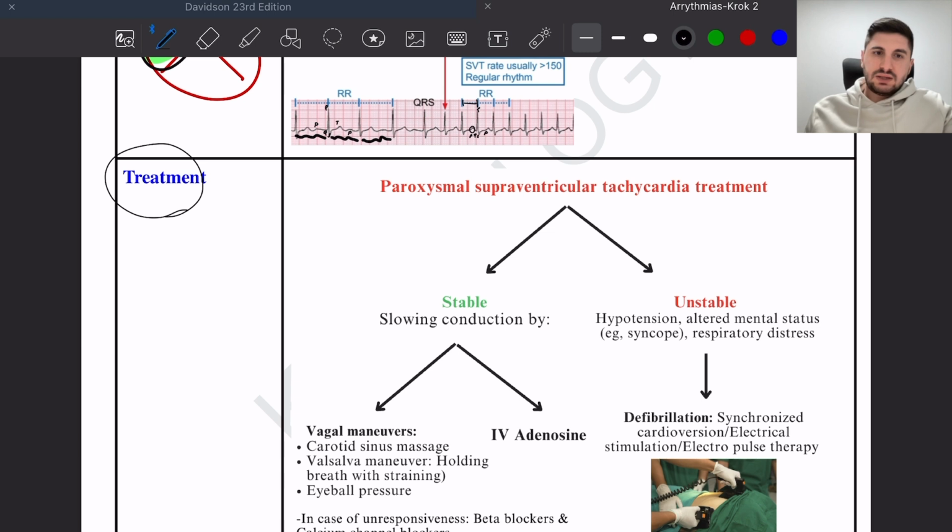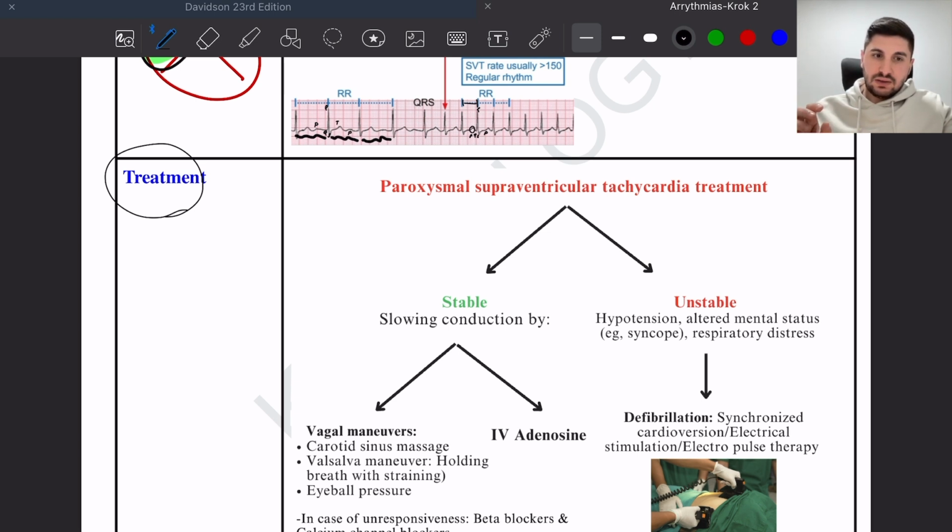So what do we mean by this? Let's start with the unstable patient. It is a patient, for example, who is hypotensive, in a changed mental status, so he is about to become unconscious or he is unconscious, he is having respiratory distress or pulmonary edema. All of these are signs of an unstable patient.